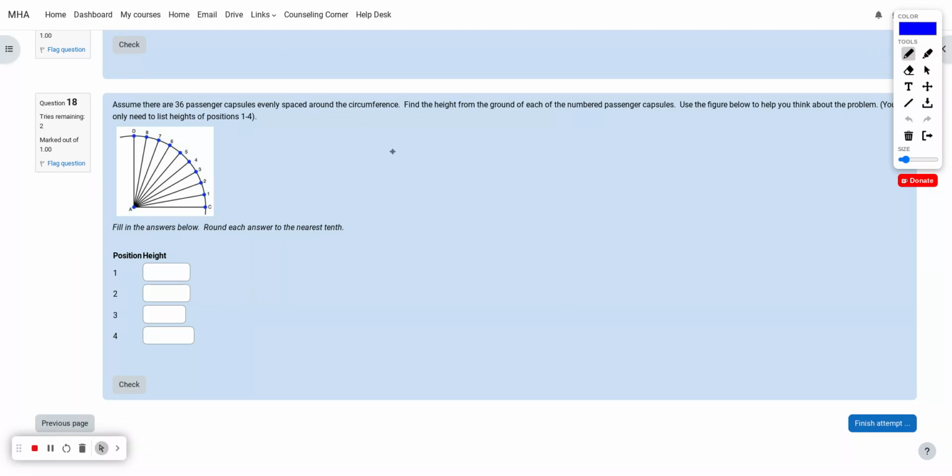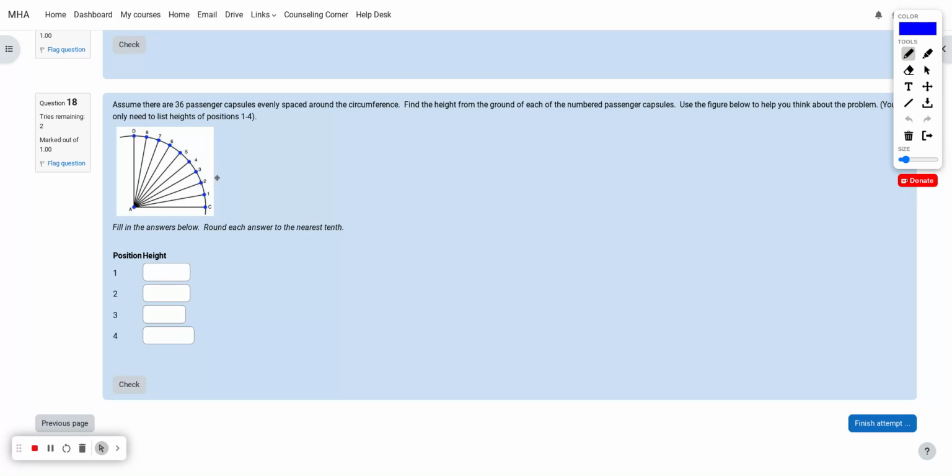Alright. So, assume there are 36 passenger capsules evenly spaced around the circumference, which is all the way around the Ferris wheel. Find the height from the ground of each of the numbered passenger capsules. Use the figure below to help you think of the problem. You only need to list the heights of positions 1 through 4. Which is that one, that one, that one, that one.